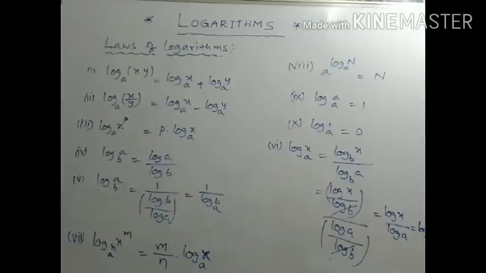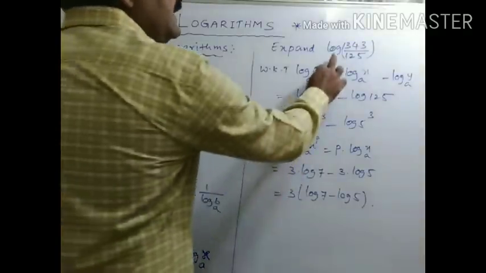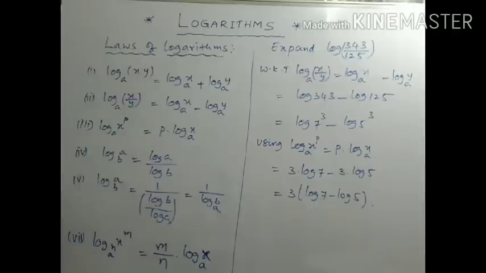So these are the 10 points we need to remember and practice, which help us in solving problems. So dear students, let us see how these properties are useful while solving a problem. For example, question number 1, expand log 343 by 125. Now let us see how these things help us.